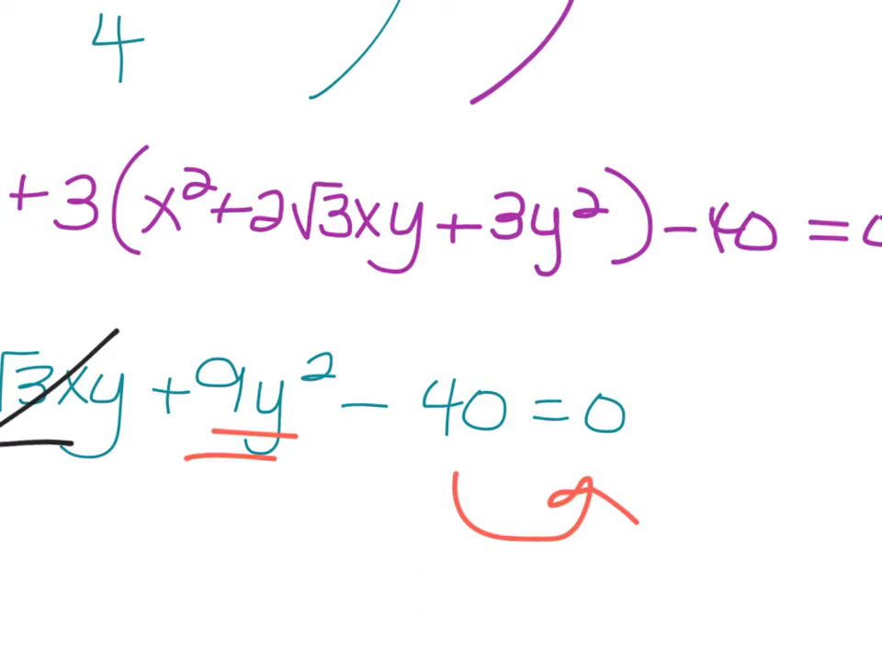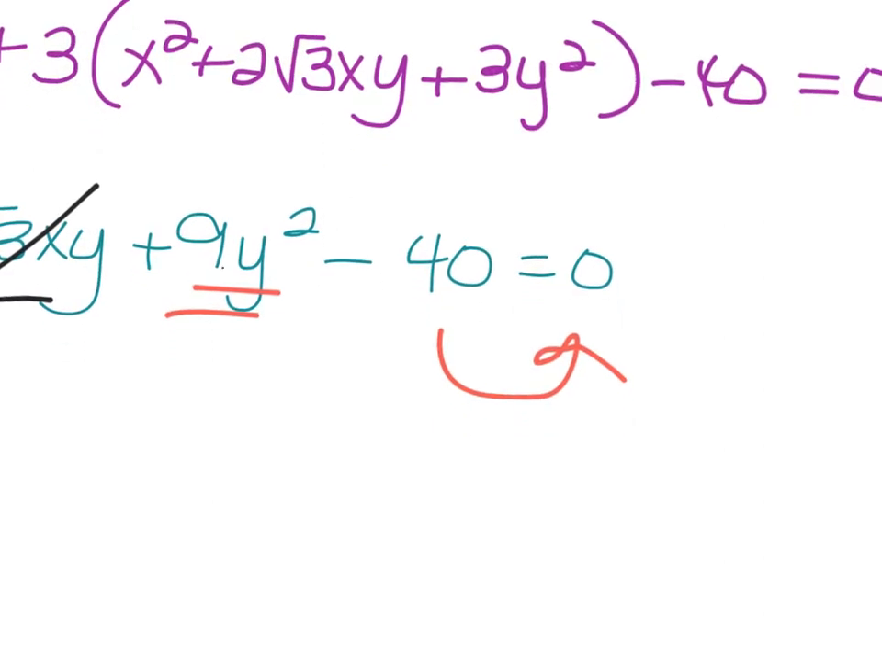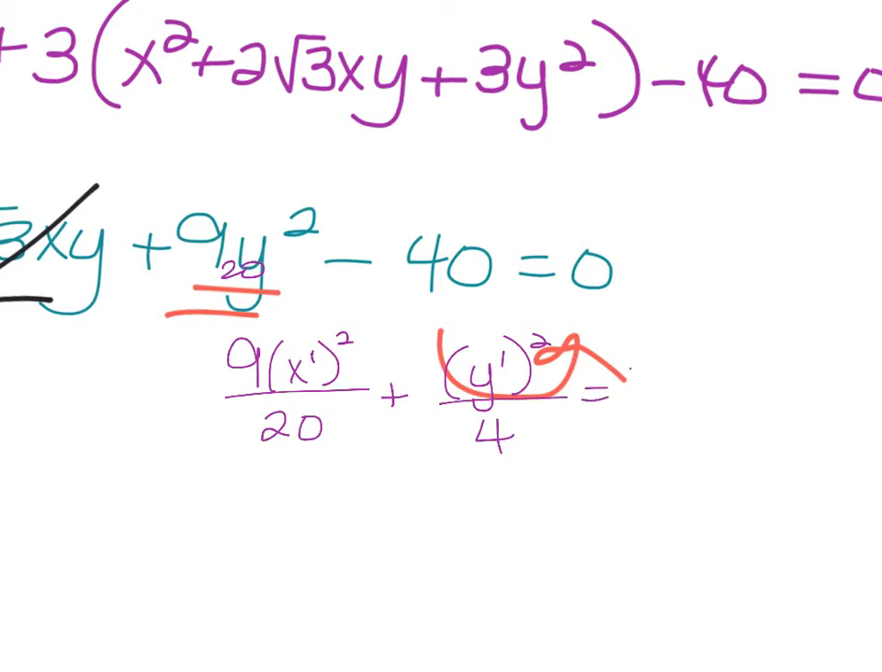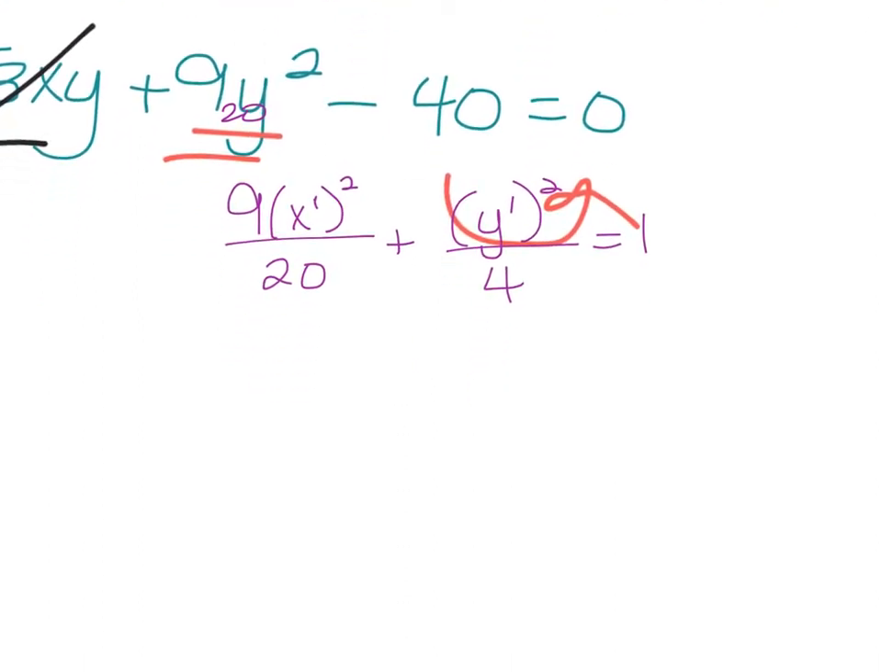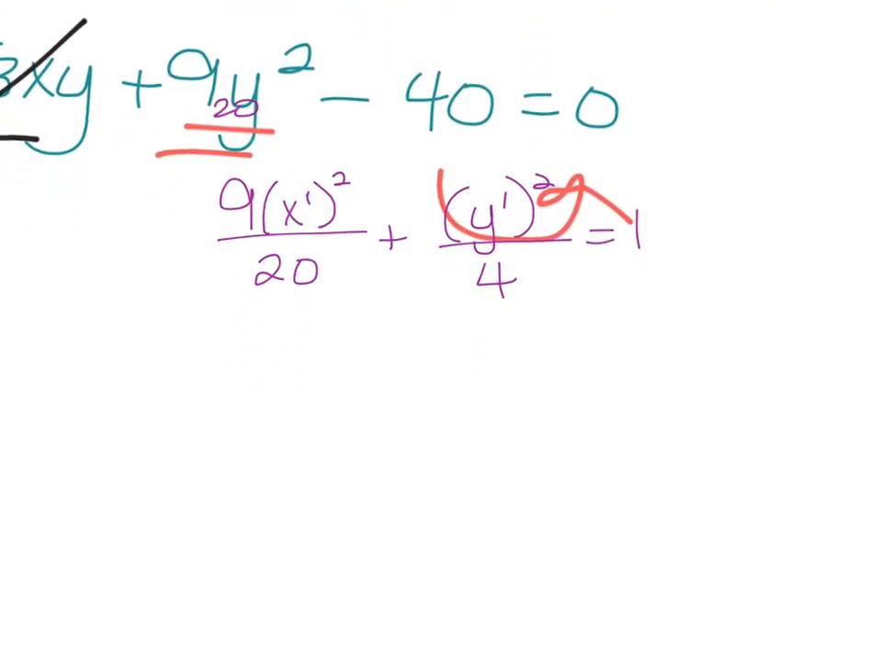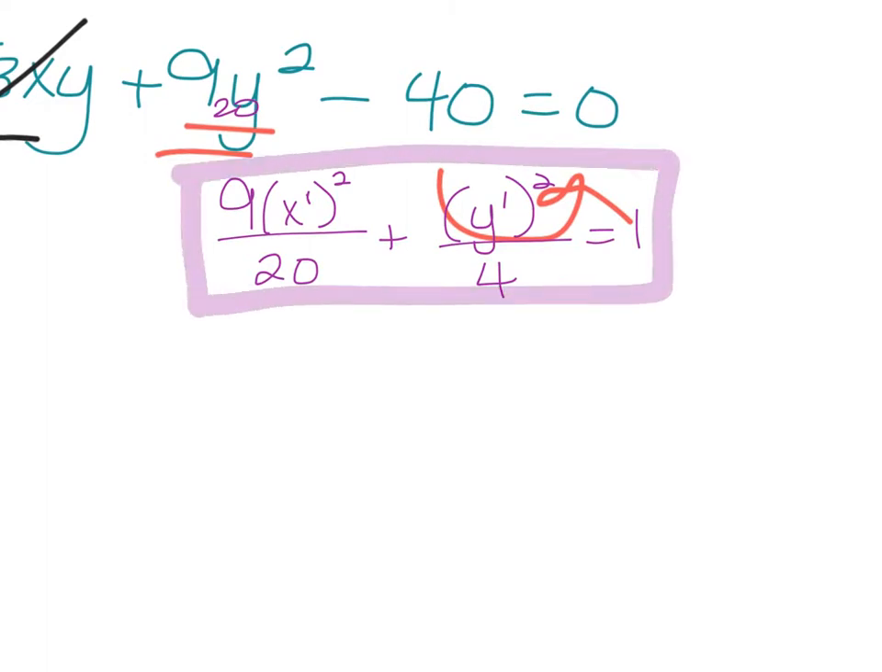This reduces to 9 over 20. So this is the standard form. This is the third checkpoint. You're going to give me that as part of your answer.